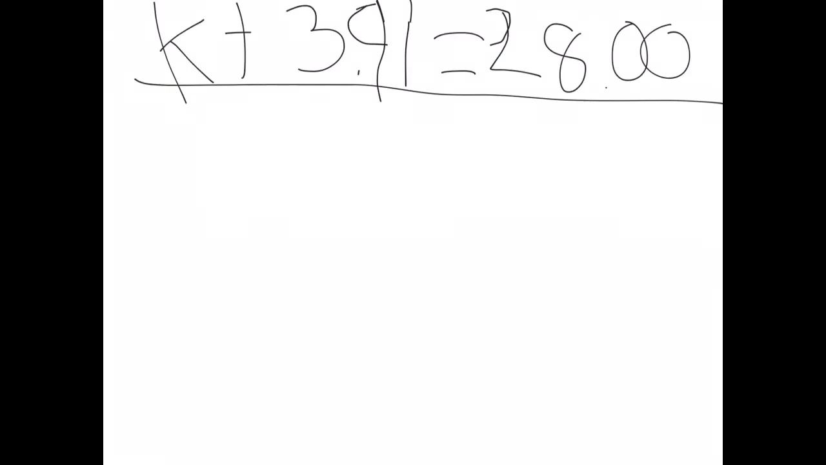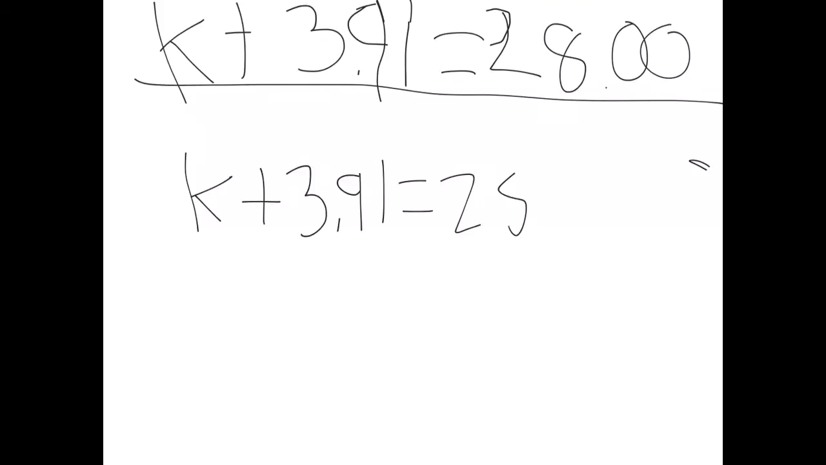Now K plus 3.91 equals 28.00. So you're going to want to do the opposite of addition, so that's subtraction. Minus 3.91 and minus 3.91.